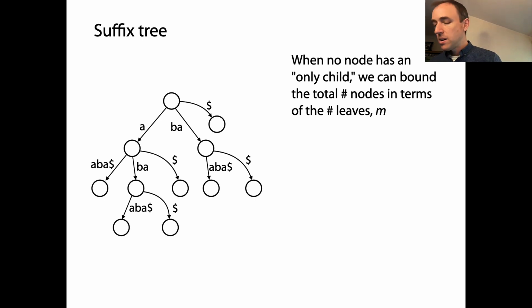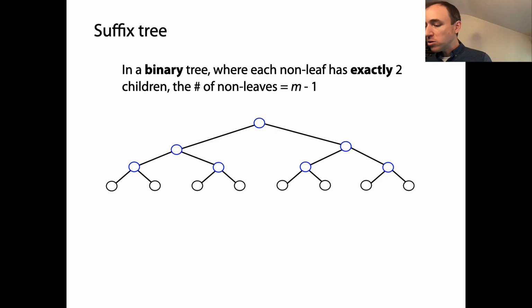Well, it helps to start with a different kind of tree, specifically a binary tree. In a binary tree, the non-leaves have exactly 2 children.